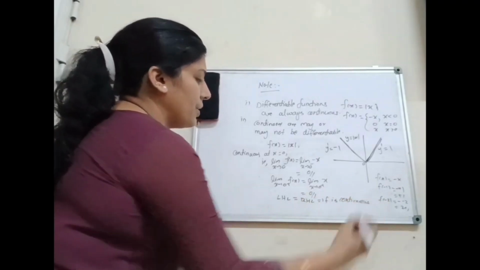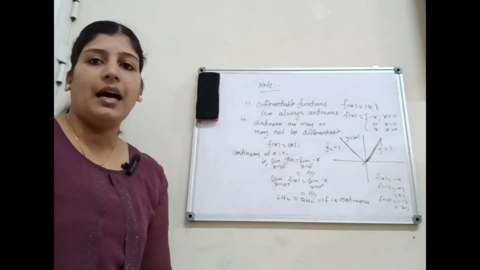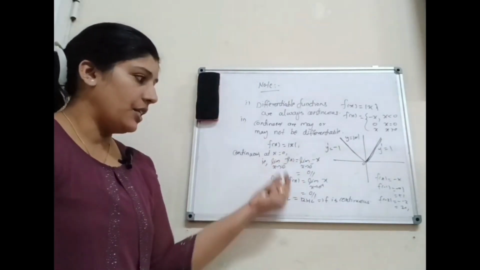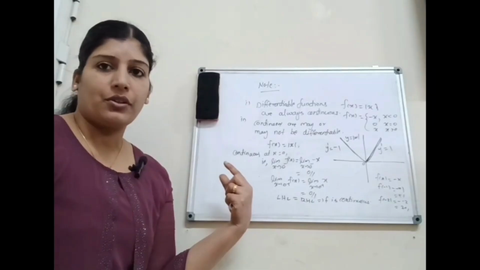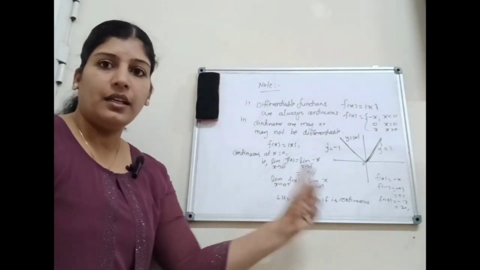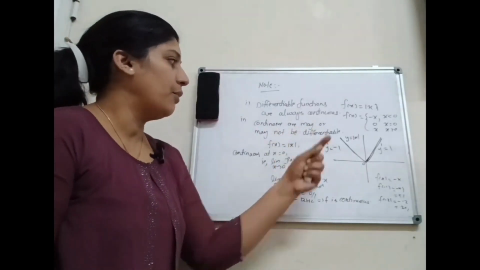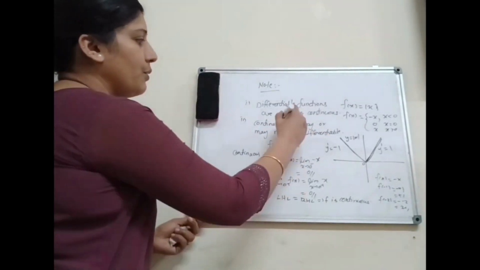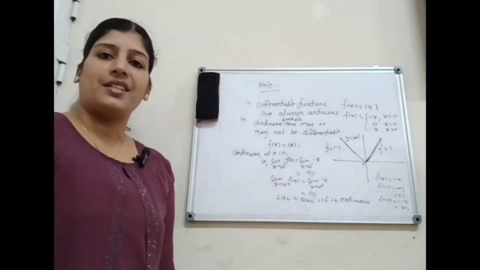But by the previous question, we proved that f of x equal to mod x is not differentiable at x equal to 0. That means the function is continuous at x equal to 0, but it is not differentiable at x equal to 0. That means continuous functions may or may not be differentiable. But all differentiable functions are continuous.